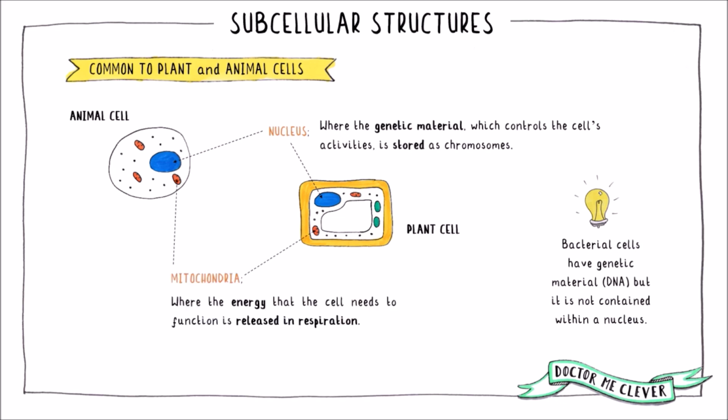Plant and animal cells also have mitochondria. This is where the energy that is needed for the cell to be able to function is released during the process of respiration.